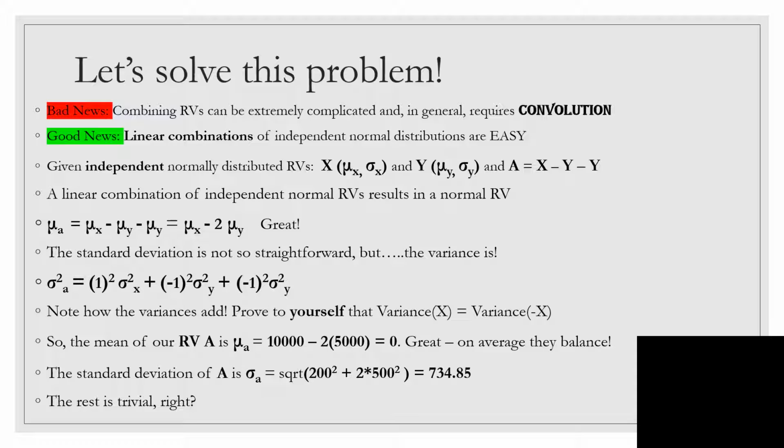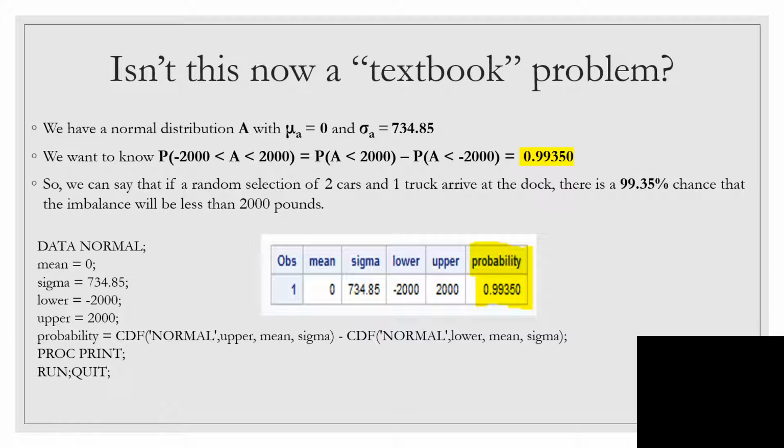We know how to calculate the probability of an interval on a normally distributed random variable. So we've reduced this down to a textbook problem. And what I mean is our textbook. We have a normal distribution A with a mean of 0 and a standard deviation of around 735. And all we need to do is calculate the probability that A is between minus 2,000 and 2,000. And that's just a matter of plugging it into SAS.